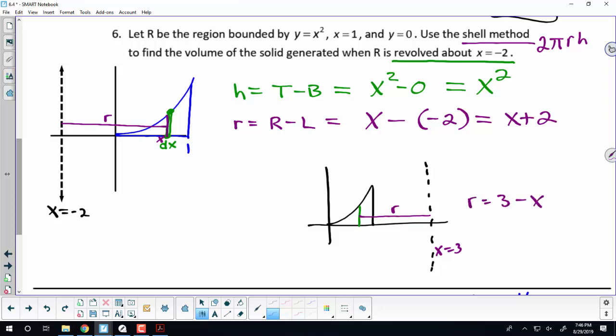Okay. So just think right minus left because it's a horizontal element or dimension. Does that make sense? Any questions?